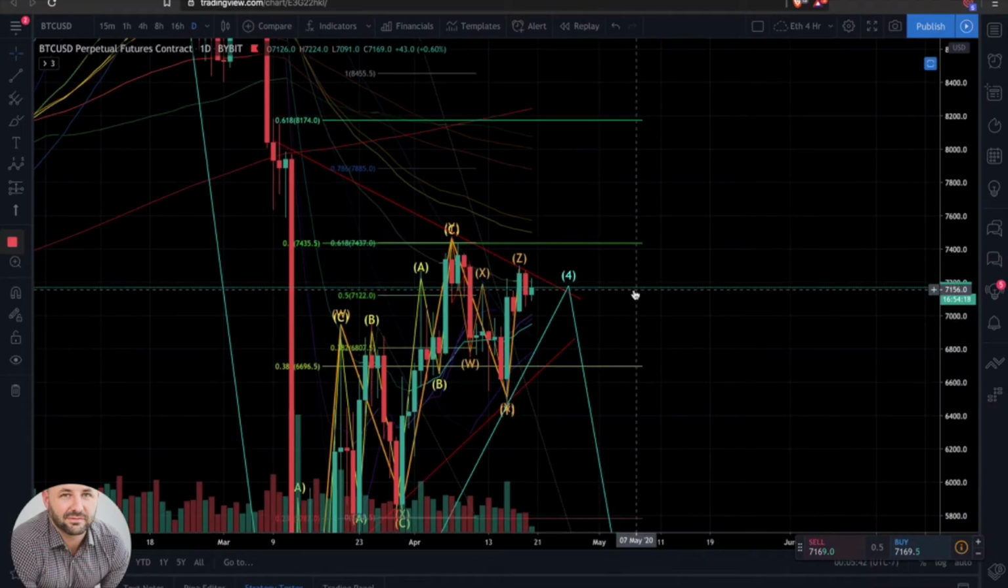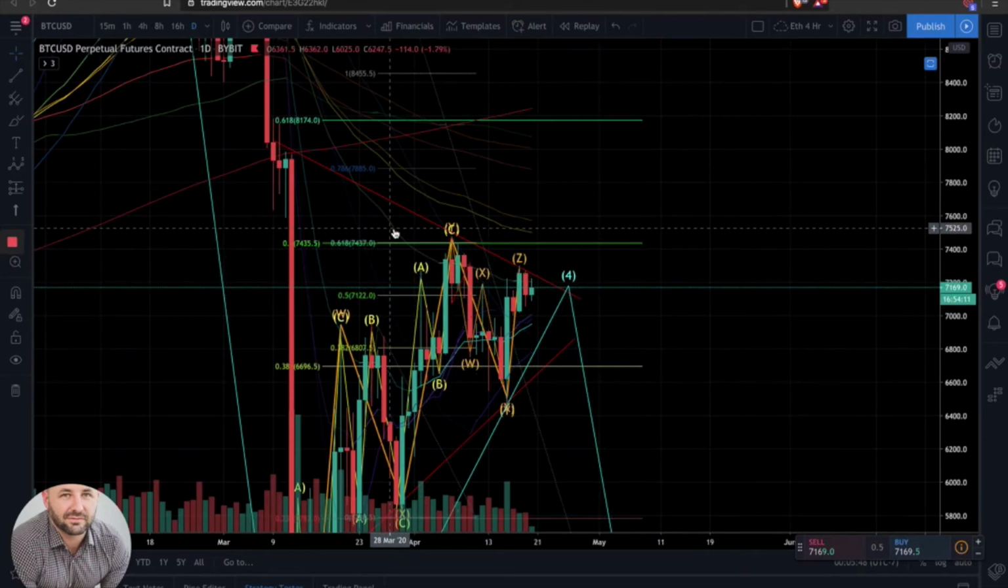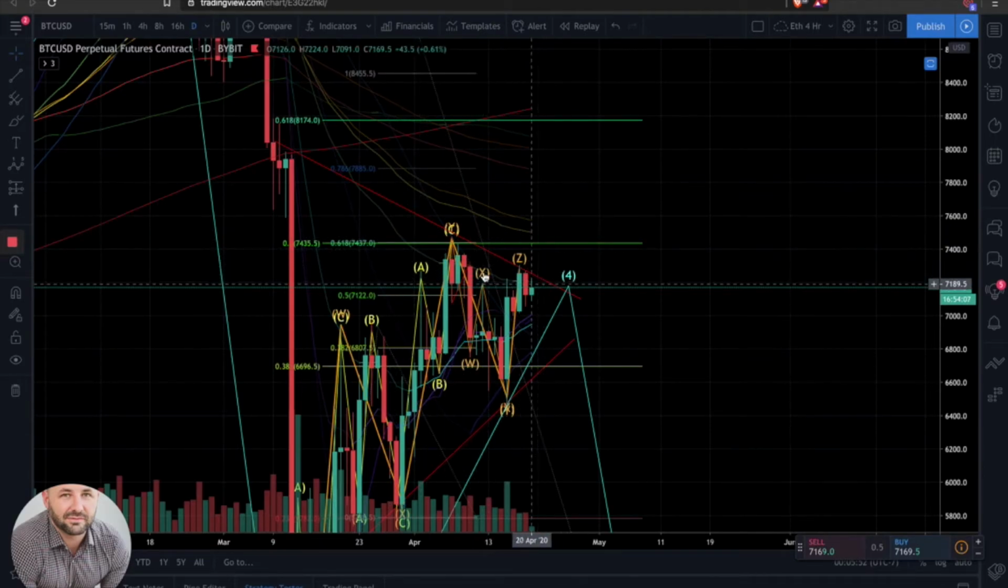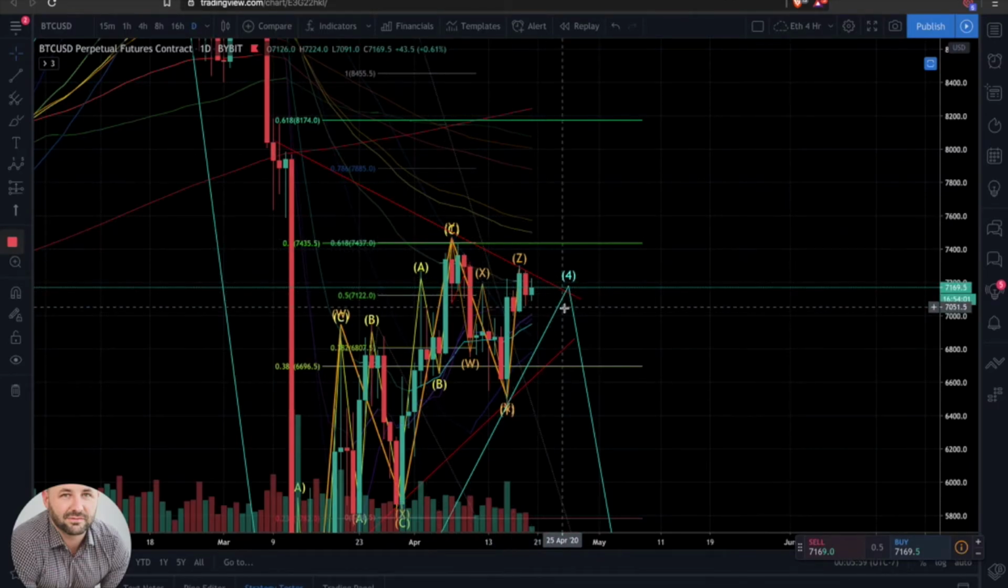In regards to the other EMAs, we still have some fairly large ones above us on the daily to really get above. Again, kind of a similar story. This 13 EMA we've been riding for quite a bit. It's just been struggling to really get above. So we'll see what this next few days looks like, how it plays out.